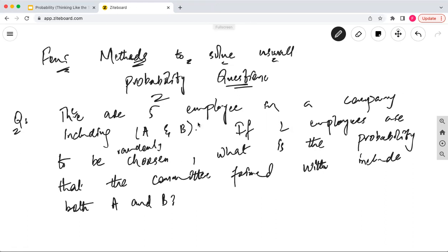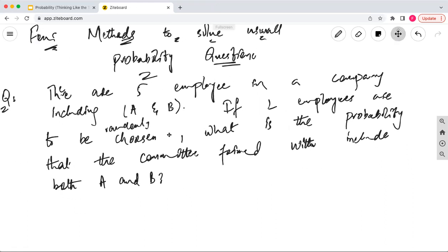The question is very simple: we have 5 employees in a company, including A and B, and we are selecting 2 employees to form a committee. What is the probability that the committee formed will include both employees A and B? Everyone understand the question? We are asked to form a 2-member committee out of 5 employees, and the committee will include A and B. And we are asked to find the probability of making that.